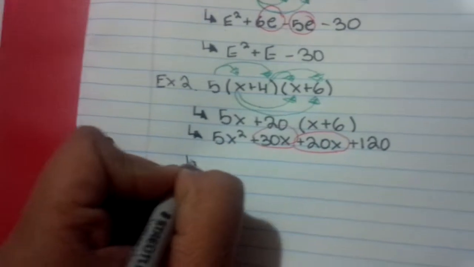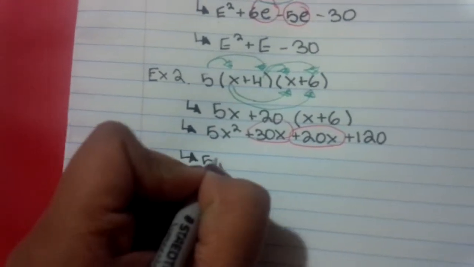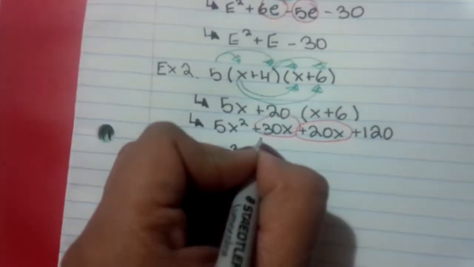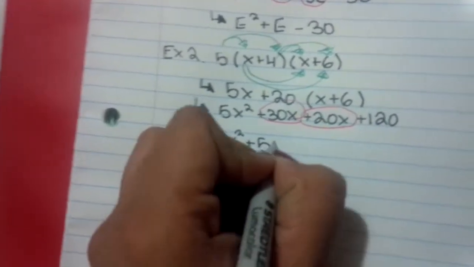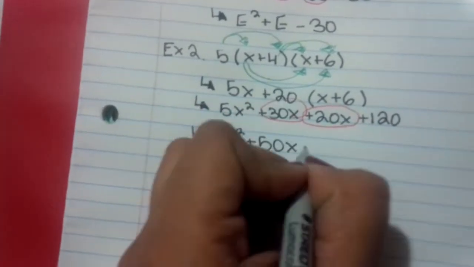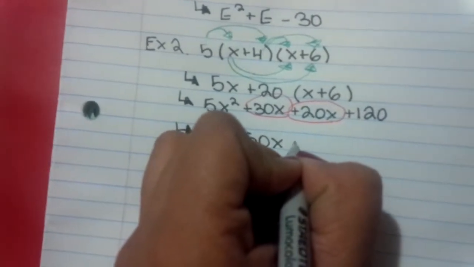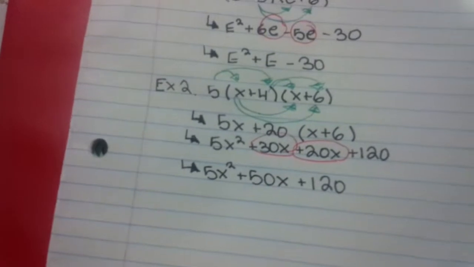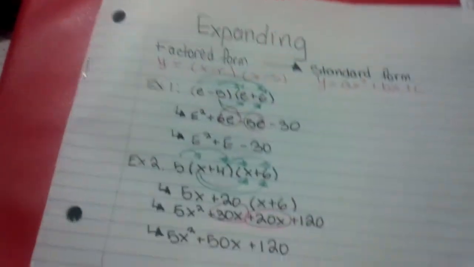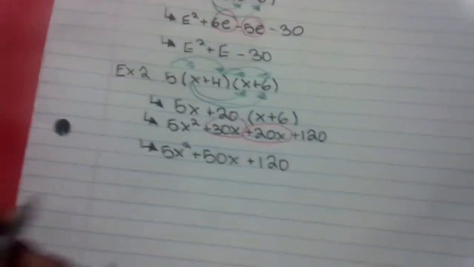So our final answer should be 5x squared, because that stays the same. 30 plus 20 gives us 50, so plus 50x. And 120 stays the same, so plus 120. And there you go, we have our final answer. So that's basically how you do it. And let's do one more, but this time we will be adding more than one term.